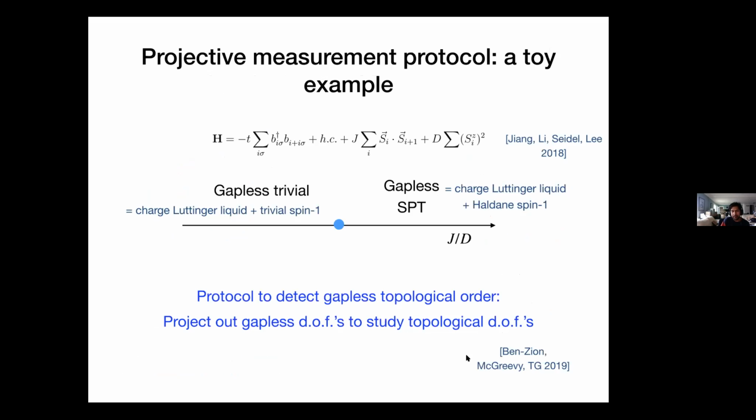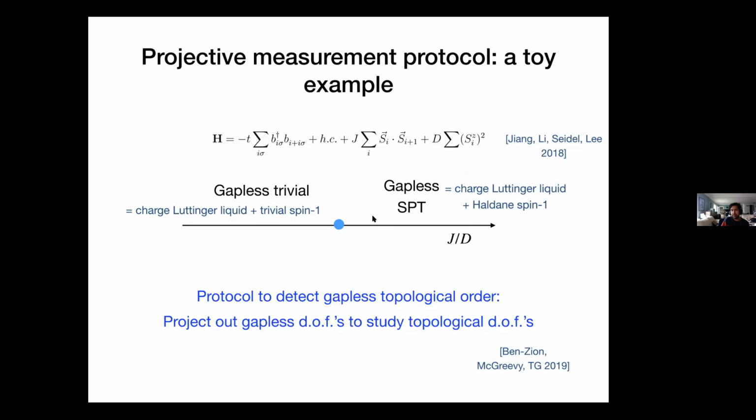But let me show one example where we use this, a toy example. Consider a model of bosons which carry spin 1, so it has both charge and spin. It has two phases. One is a Luttinger liquid of charges, plus the spin degrees of freedom in some trivial SPT phase, and it is separated from a phase where the spin degrees of freedom are actually in a Haldane phase. And they decouple at low energy from the charge. So that's an interesting thing.